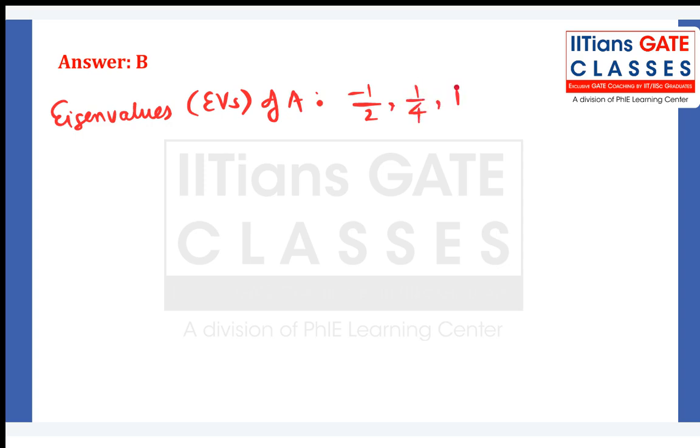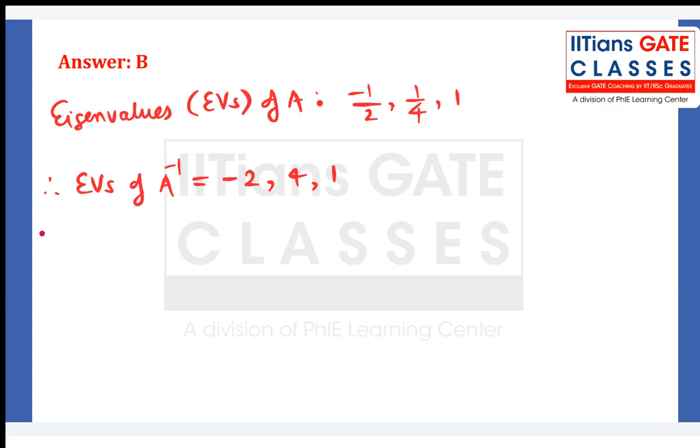If you remember the properties of eigenvalues that we had discussed in the class, the EVs of any matrix inverse will be just the inverse of the eigenvalues of the original matrix. So just take the inverse of each eigenvalue. Inverse of 1 is still 1. So eigenvalues of A inverse are minus 2, 4 and 1.